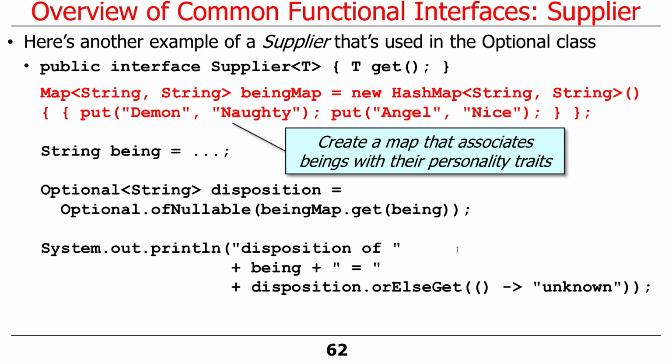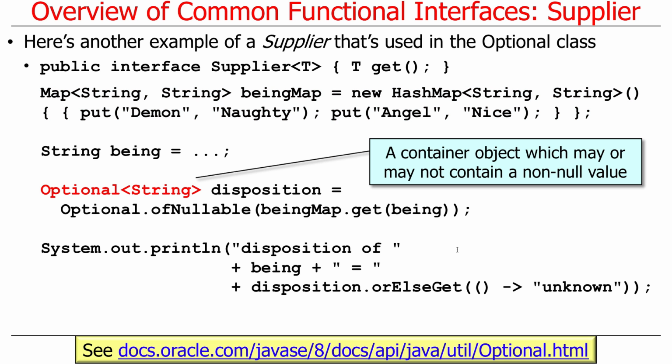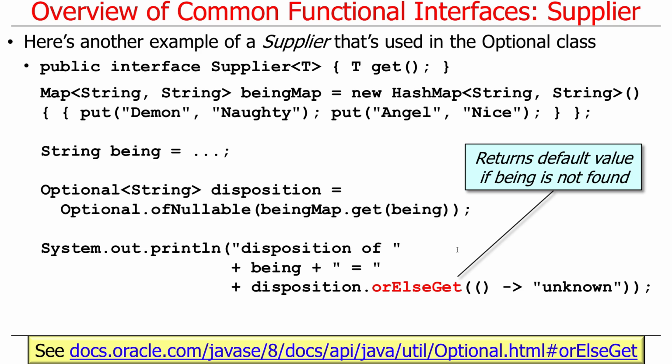We're going to have a map called the being map that associates beings like demons or angels or whatever with their personality traits. So a demon is naughty, an angel is nice. Then we have a container called an Optional, which might or might not have a non-null value. That's the cool thing about Optionals. They keep track of whether something's null, so you don't have to do null checks anymore in your code. So we stick something into this Optional using whatever being name the person typed in. We don't know whether they put demon or angel or anything, so it might actually not be a being we know anything about. And so what we want to do then is print the results.